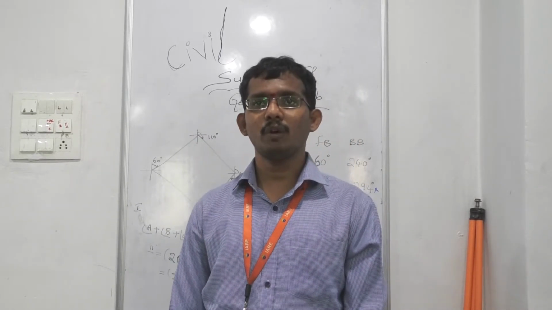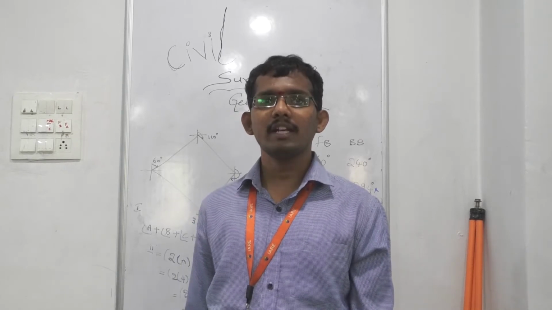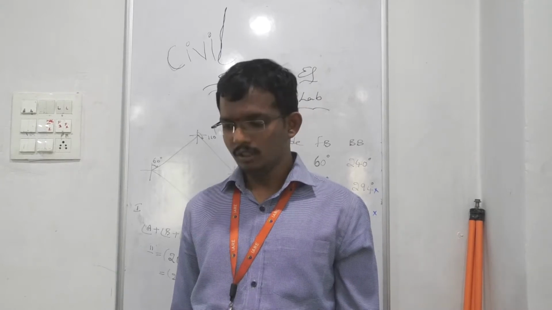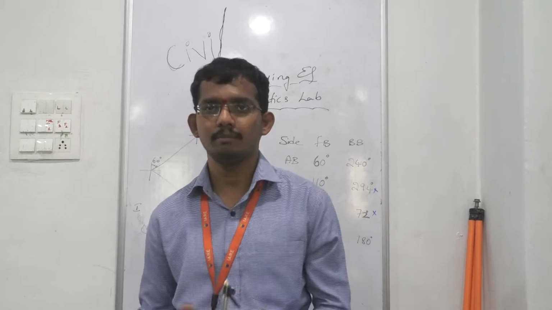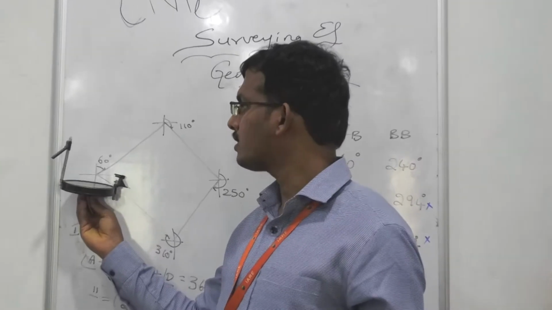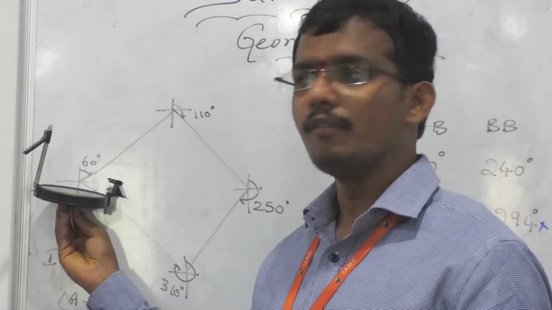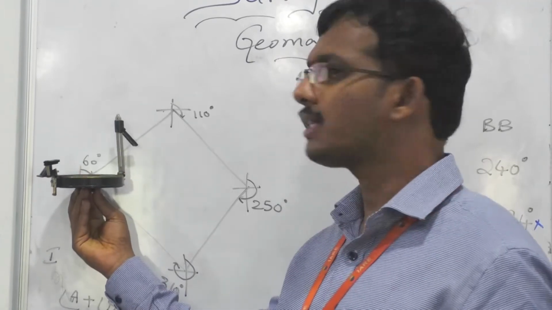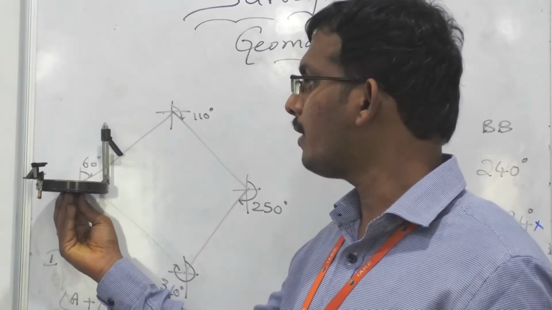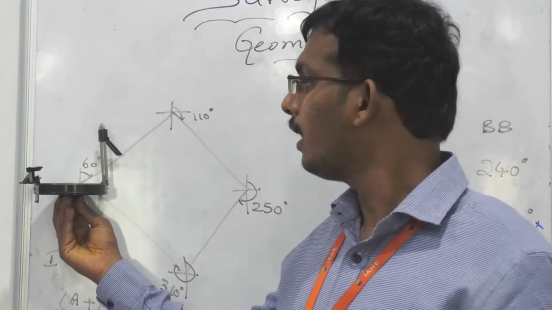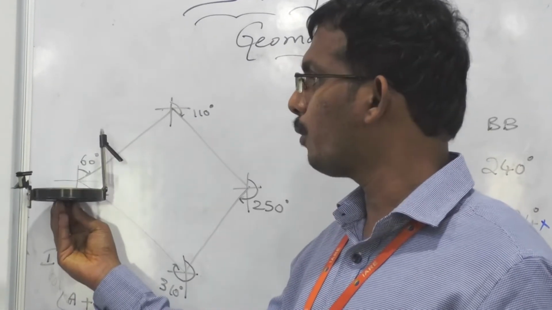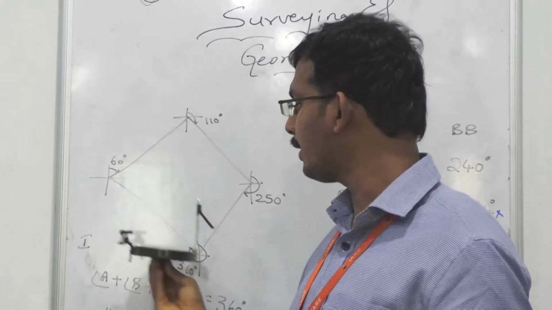To find the correction for local attraction, first of all, let us take four sides, AB, BC, CD and DA. From these four sides, with the help of this prismatic compass, you place a compass at station A. From A, you take the bearing angle towards B. Now, from A to B, the forward bearing is 60 degree. And now you take the back bearing from A to D. You take the forward bearing A to B, and you take the back bearing A to D here.